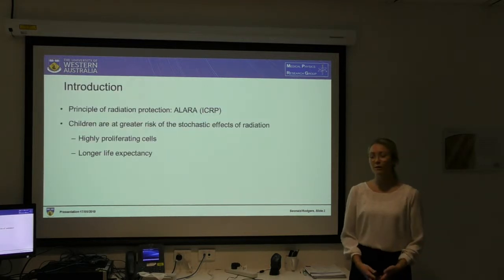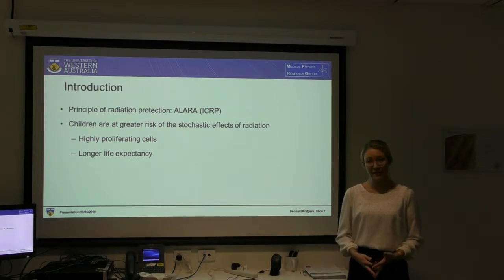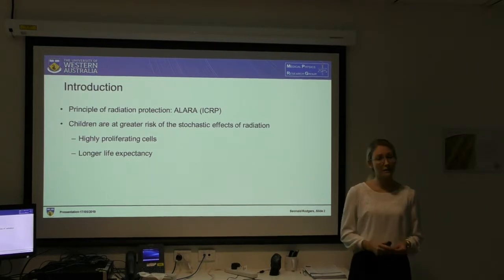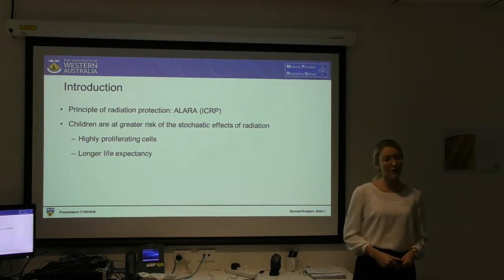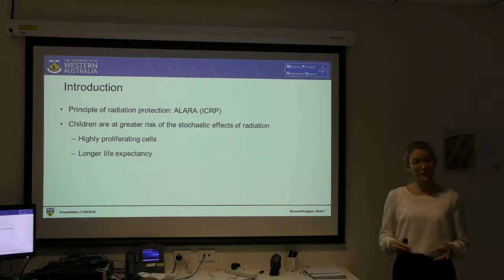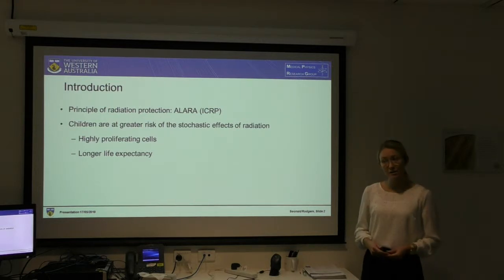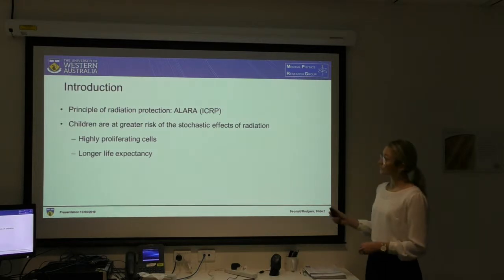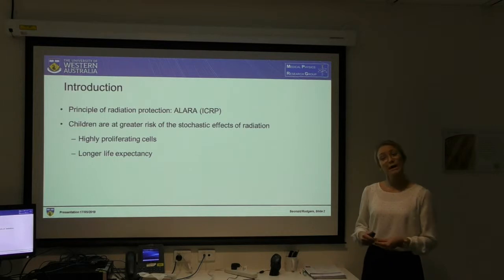One of the key principles of radiation protection is that any justified medical exposure of radiation should be optimised or kept as low as reasonably achievable. Compared to adults, children are at greater risk to the stochastic effects of radiation for two reasons. Their highly proliferating cells make them genetically more susceptible to the effects of radiation. Secondly, their longer life expectancy means they have many more years over which to develop a cancer that may be induced by an exposure to radiation.